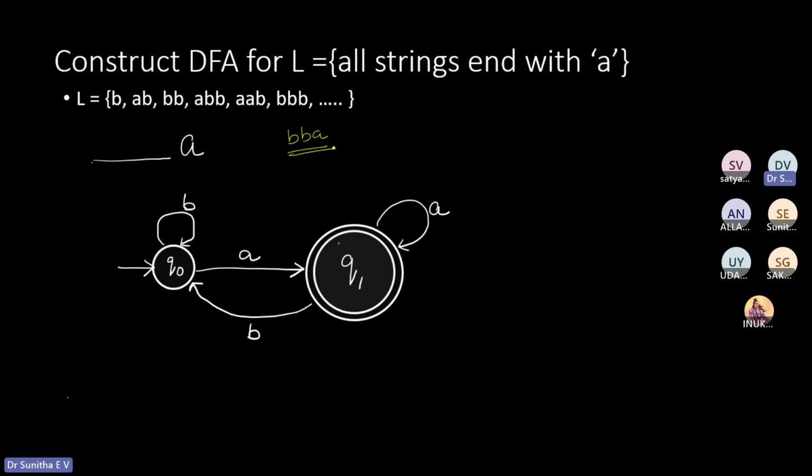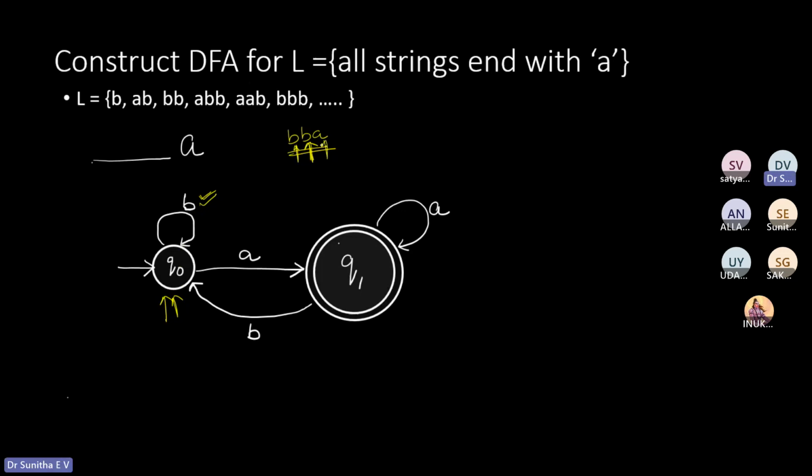If the string is BBA, the machine starts in Q0. And when it reads B, it will take this transition and remain in Q0 itself. So the first character we read, then we read the next character B, next B. Still it will be in the same state. It will take this self loop and remain in Q0 itself.